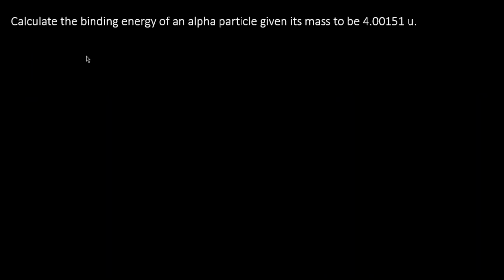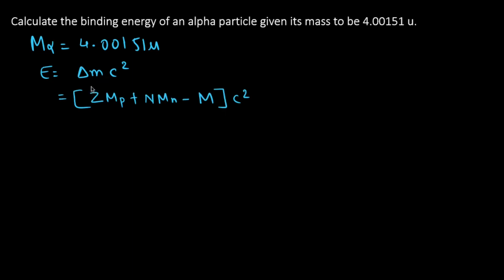Now let's look at the next sum. Calculate the binding energy of alpha particle given its mass to be 4.00151 atomic mass unit. So mass of alpha particle is given as 4.00151 u. We need to calculate the binding energy, and the formula for binding energy is given as E equal to delta M into c square, where the mass defect is given as Z into mass of proton plus N into mass of neutron minus the total mass of nucleus.